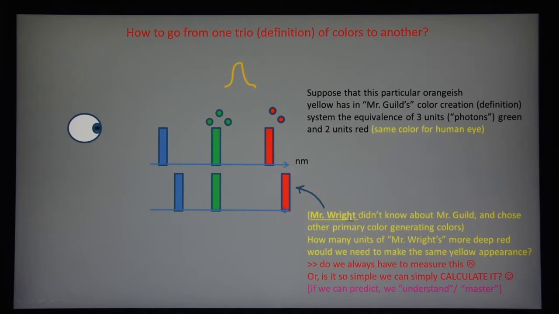Now, Mr. Wright didn't originally know about Mr. Guild, but they came together. Now, let's suppose that Mr. Wright chose these 3 primaries. Maybe the green one is the same, and the red one is a little bit more reddish. It has a longer wavelength. And the blue one is a little bit more blue-green. It goes a little bit more towards green than a pure blue. So as I said, we don't have to do all the measurements again. You can simply calculate one from the other, and then we can group it into one unified system. And we can understand color.